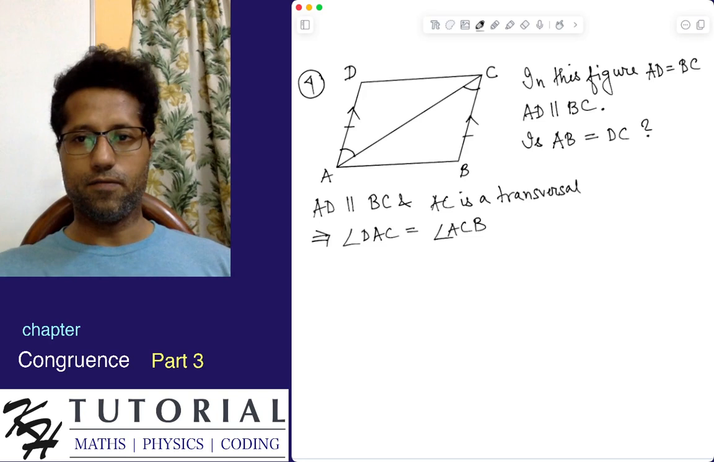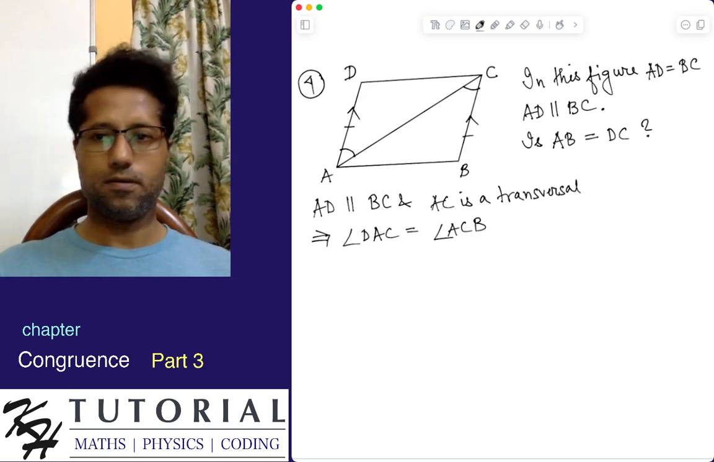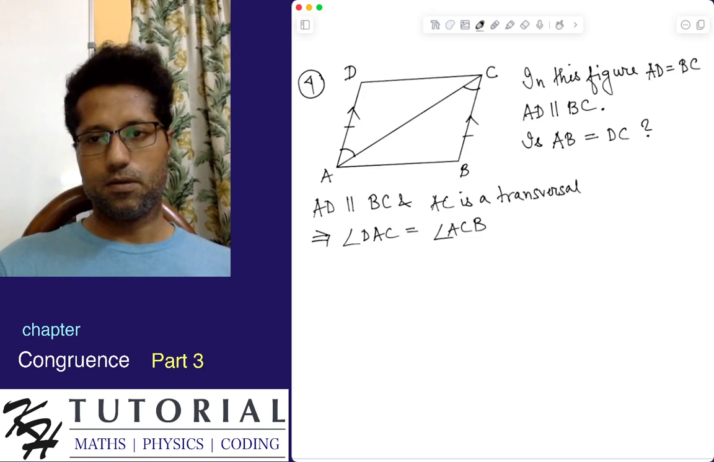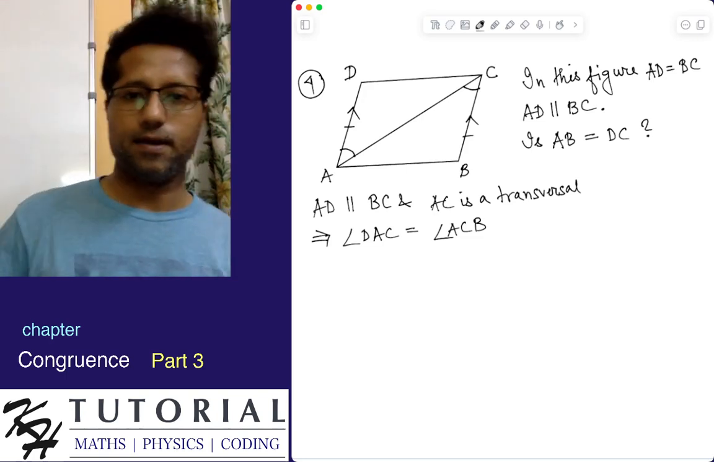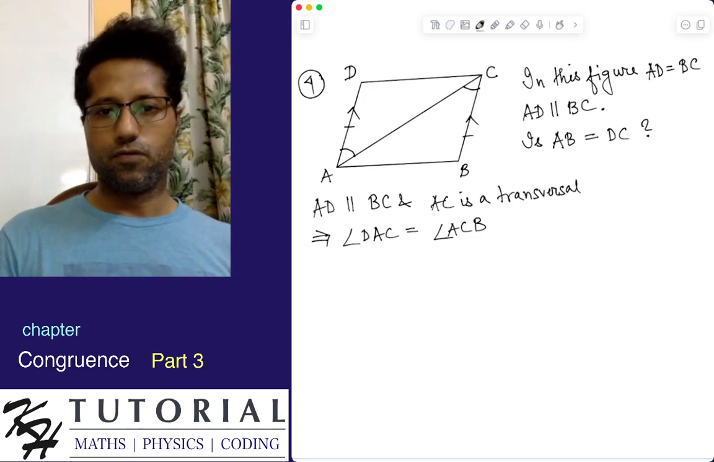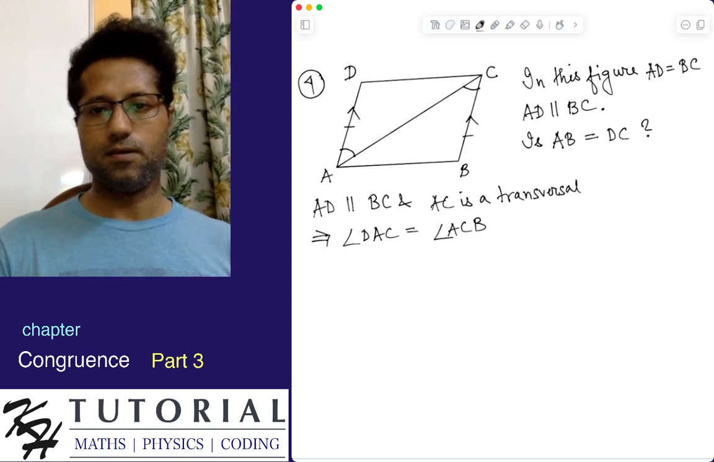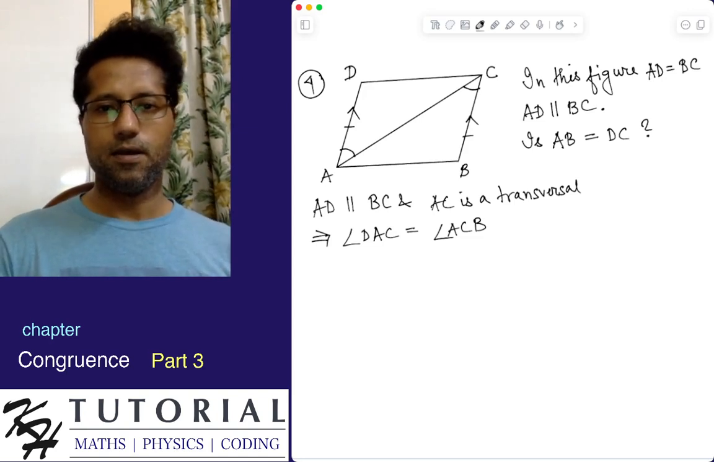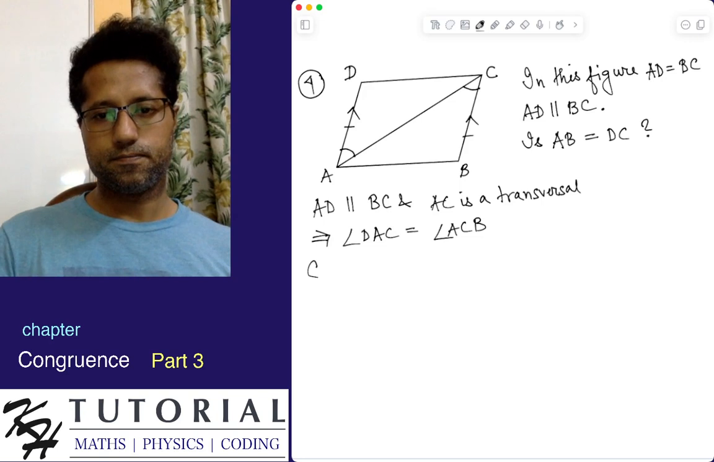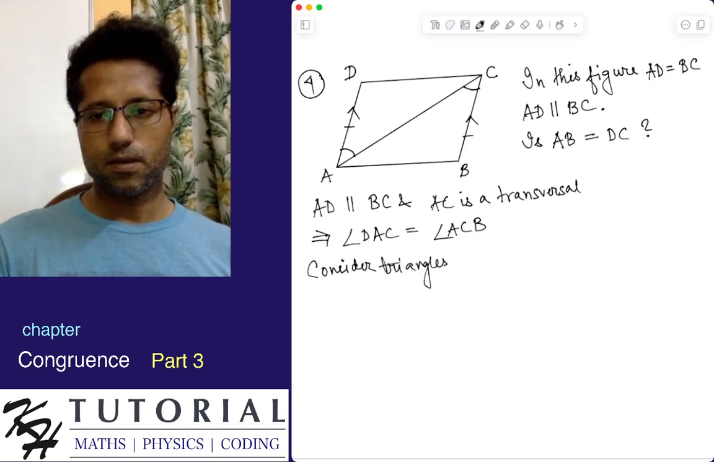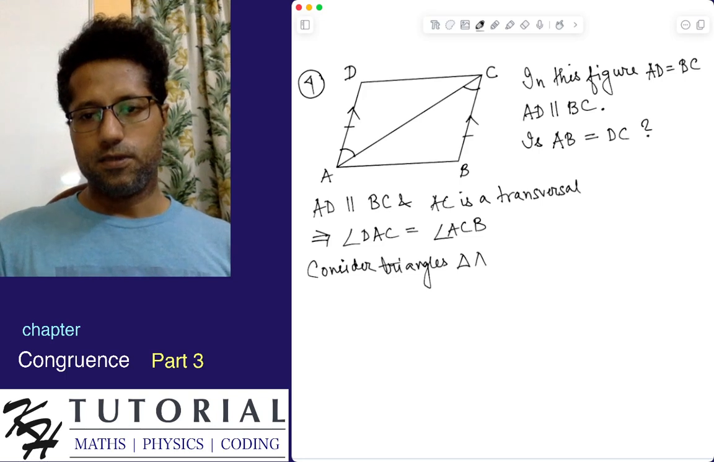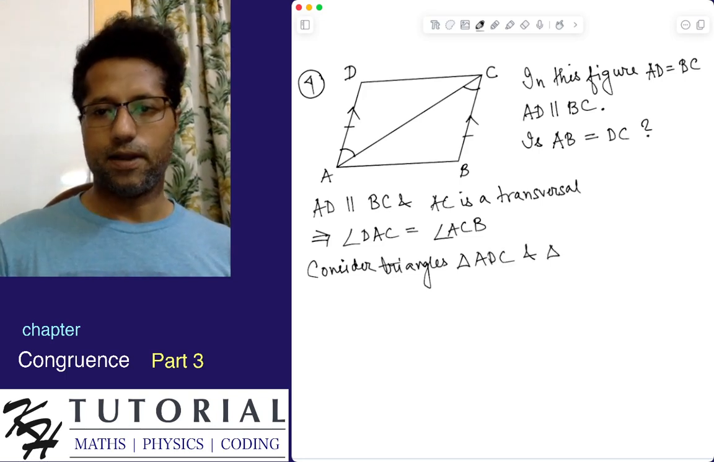It is asking whether AB is equal to DC or not. So we will try to see if the two triangles formed, ADC and ABC, are congruent. From AD parallel to BC and AC a transversal, we got that angle DAC is equal to angle ACB. Now consider triangles ADC and triangle ABC.